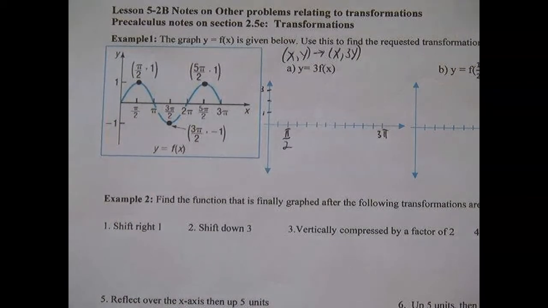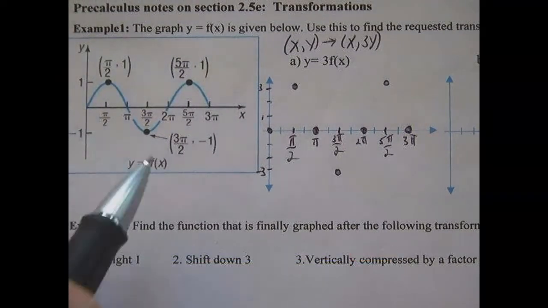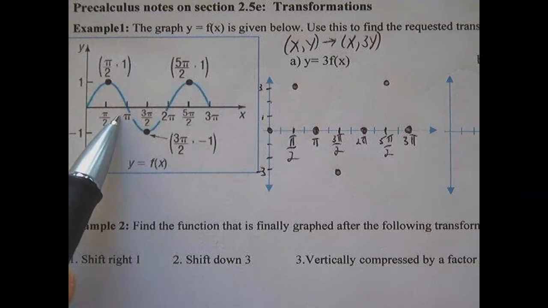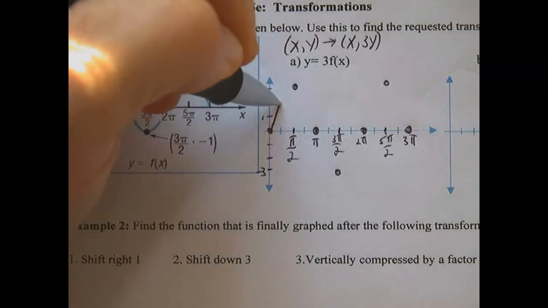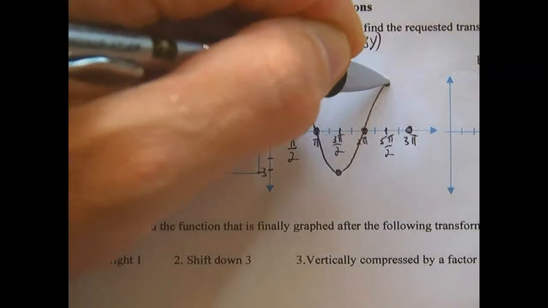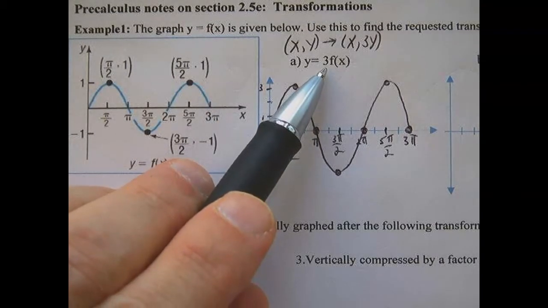So I'm going to fill that in. You can pause the video and try to do the same. Okay, so what I've done is I've plotted all of the points where this is going to cross the x-axis, all the x-intercepts, and I've also plotted all of the local maxes and mins, and now I'm just going to fill in the curve. Okay, and there it is, vertically stretched by a factor of 3, 3 f of x.